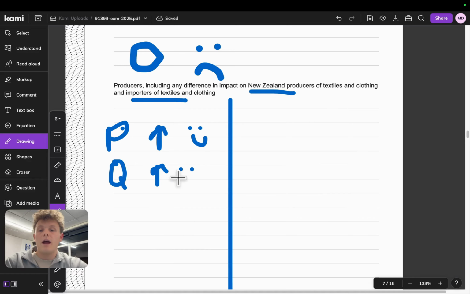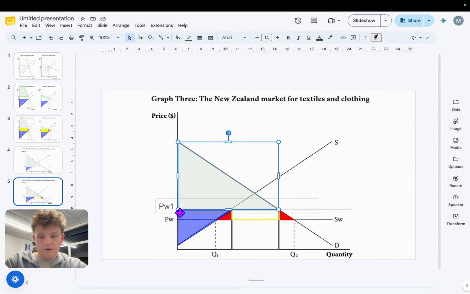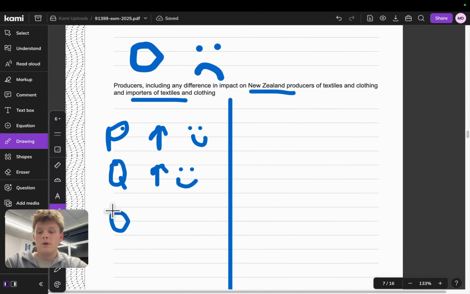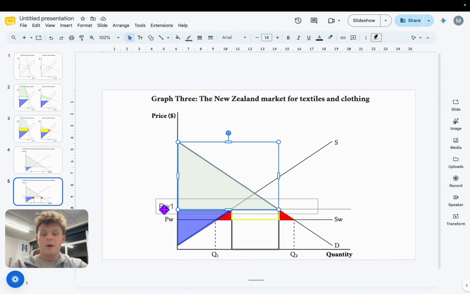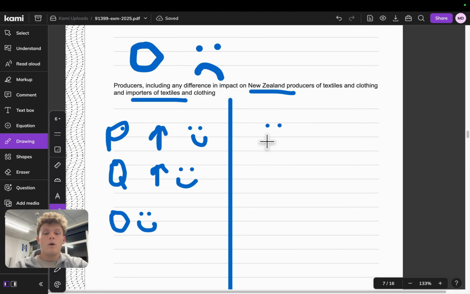So they're also happy. We'll see this over here. They're selling at a higher price at PW1, and they're selling more at QS. So overall, the producers of textiles are happy. They've got more surplus. However, the producers that import textiles, they almost act as consumers here. They're going to have to pay the tariff. So they're going to be worse off, but not due to the surplus. It's because their costs of production are going to increase.